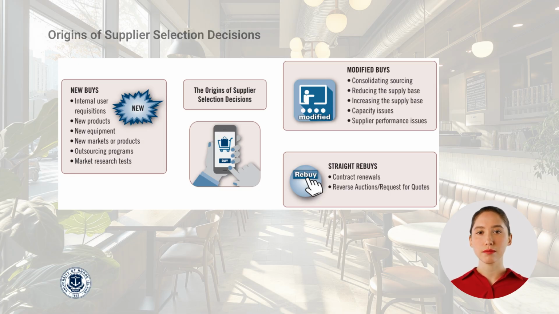Finally, straight rebuys are the most routine. These involve repeat purchases under existing contracts, often through contract renewals or structured processes like reverse auctions or requests for quotes. Because suppliers and specifications are already known, these decisions tend to be more transactional and efficient. Together, these 3 buying situations explain where supplier selection decisions originate and why some decisions are complex and strategic, while others are routine and operational.